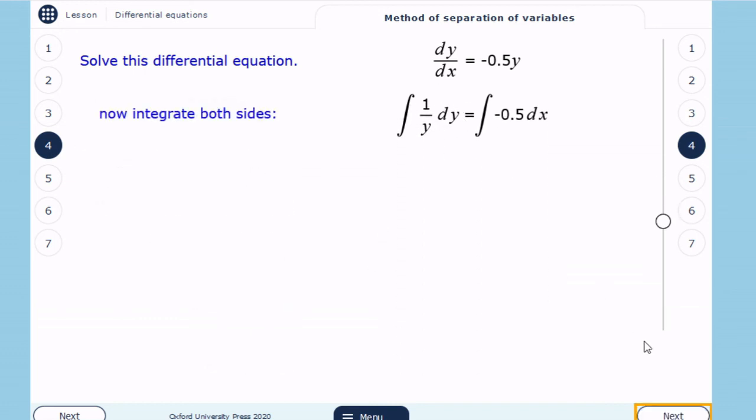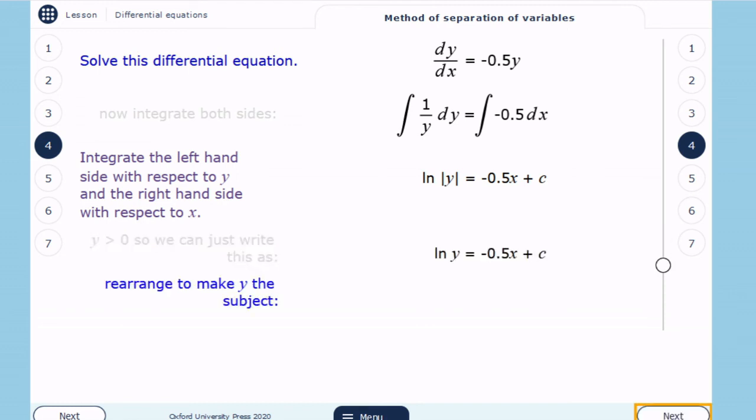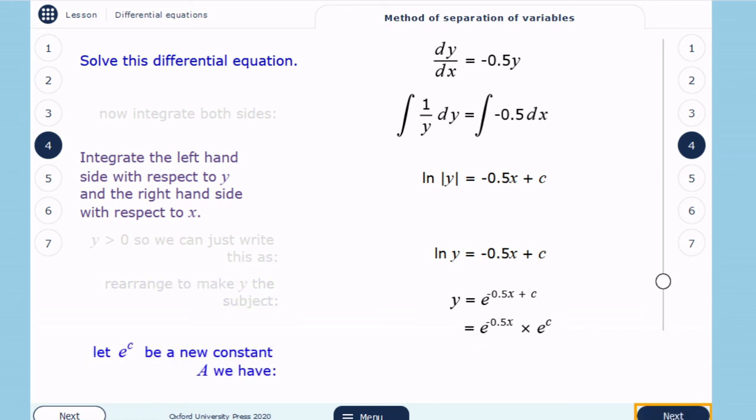Now, 1 over y integrates to ln of absolute value y, equals minus 0.5x plus c. You should never forget the c, constant. So now I have y equals e to the power of minus 0.5x plus c. I will separate them, and then I will have y equals a e to the power of minus 0.5x. I substitute e to the power of c by a.